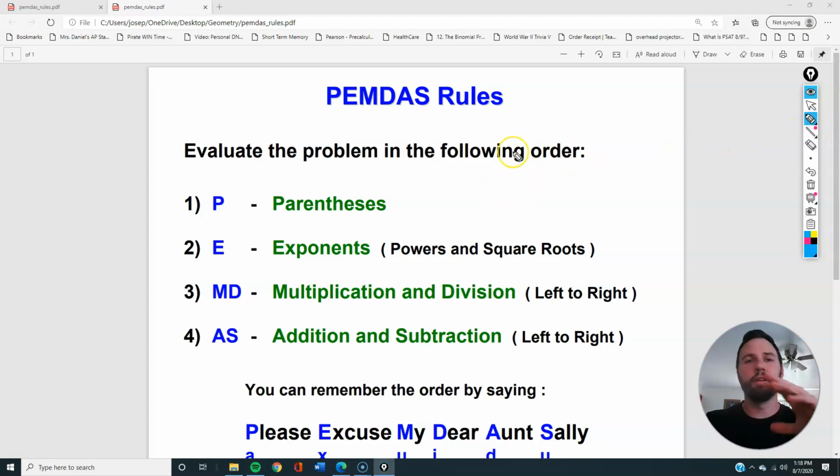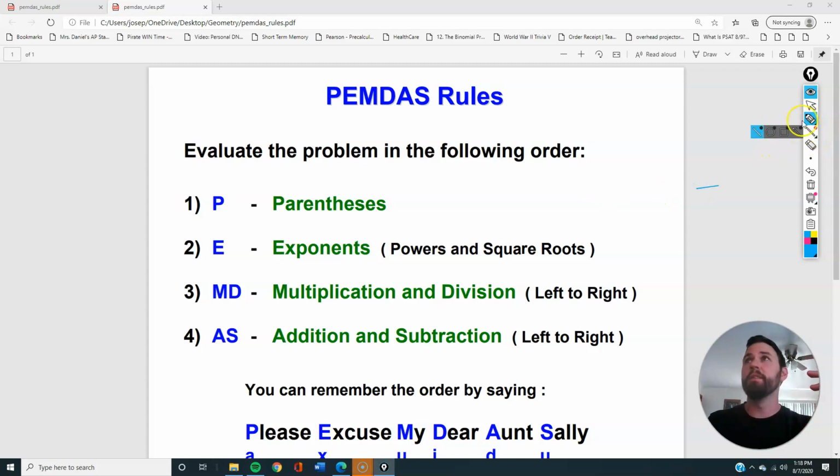Alright guys, today we're going to talk about order of operations. This is probably one of the most important skills you can get in your mathematical career, because honestly, there are a lot of things that you will learn that you aren't going to use, but this is something that you need to know how to use.